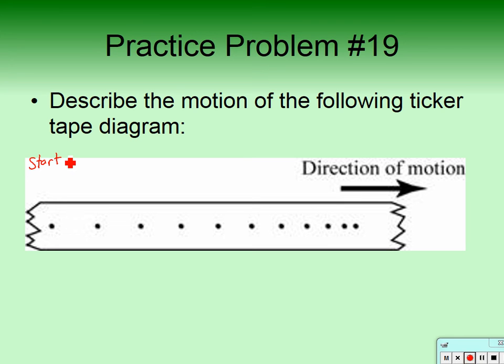Okay. Let's go to Clint. Clint, how would you describe the motion of this object? That's decelerating. Well said. How do you know that, though? Because the dots are getting closer together. Yeah, it was going fast here, wasn't it? But then as it progressed through its motion, at the end it was going very slow. So it's decelerating. Good job. The answer to number 19 would be decelerating.